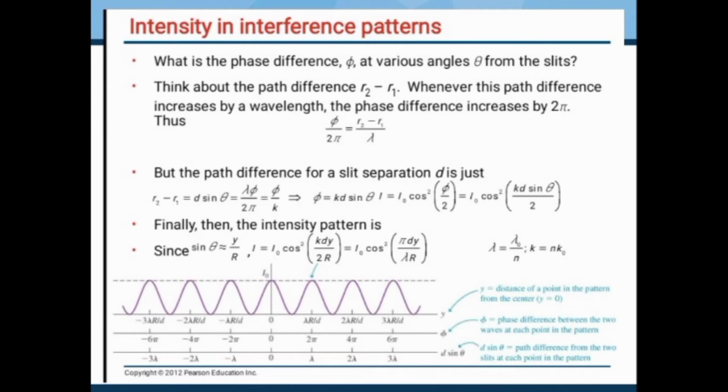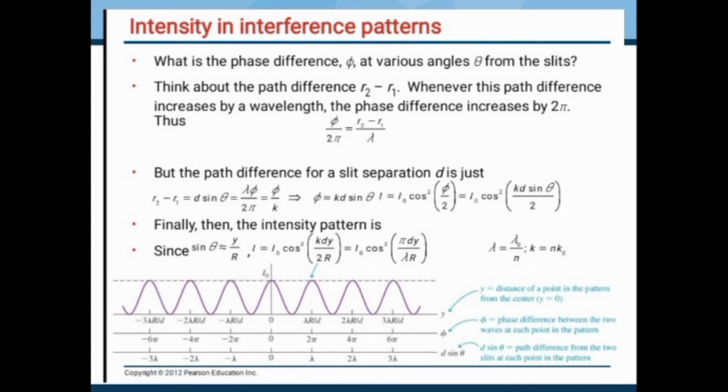Intensity in interference patterns. What is the phase difference theta at various angles theta from the slits? Think about the path difference r sub 2 minus r sub 1. Whenever this path difference increases by a wavelength, the phase difference increases by 2 pi. Thus, theta over 2 pi is equal to r sub 2 minus r sub 1 over lambda. But the path difference for a slit separation d is just this formula.